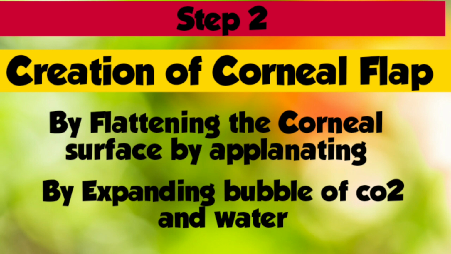The second step that comes after this is the creation of the flap. During the creation of the flap, we use a mixture of carbon dioxide and water that forms an expanding gas bubble beneath the layers of the cornea. It covers a thickness of 1 millimeter in the center and 2 to 3 millimeters in area. The thickness of the flap can be changed. Sometimes we create thin flaps and sometimes thick flaps, according to the corneal bed available to us.